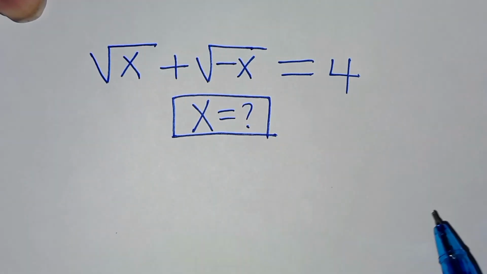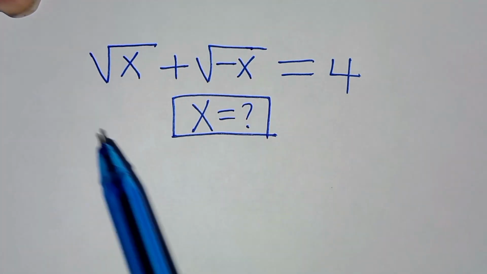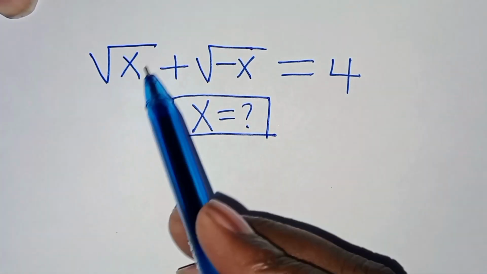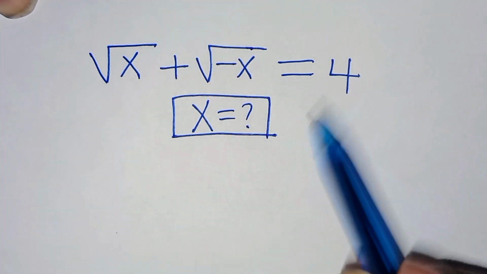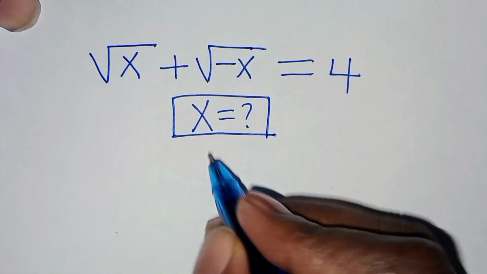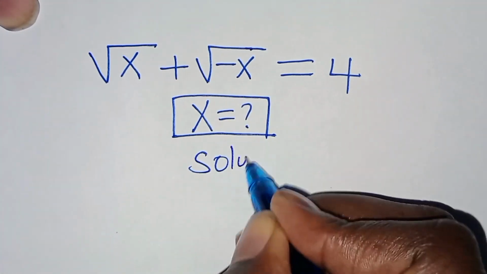Hello everyone, you're welcome to solve this nice algebra problem: the square root of x plus the square root of minus x is equal to 4. What is the value of x? Now, solution from here.